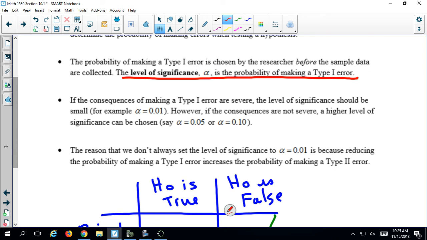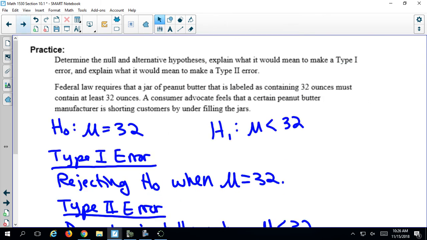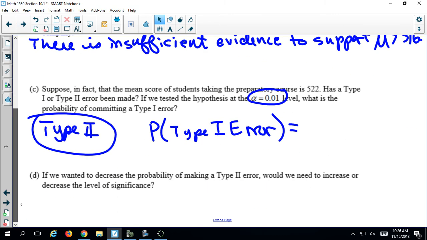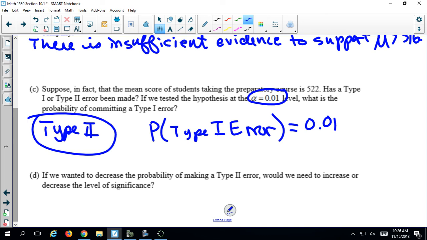The level of significance is the probability of making a type 1 error. I told you it was not a trick question. This probability is 0.01. There's no figuring out to do. That's just what it is, okay? Don't miss that on the test or on the homework.